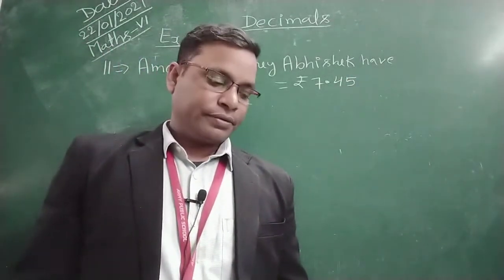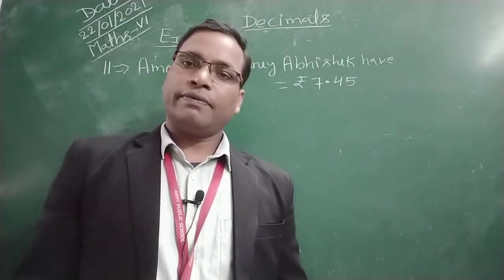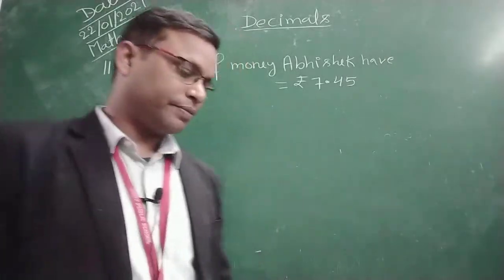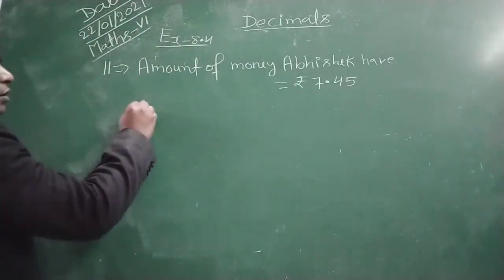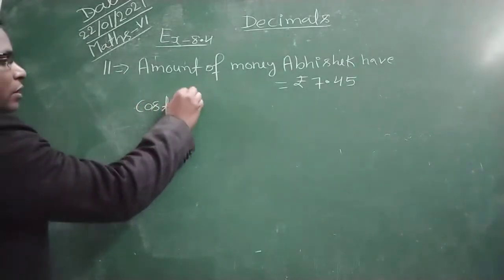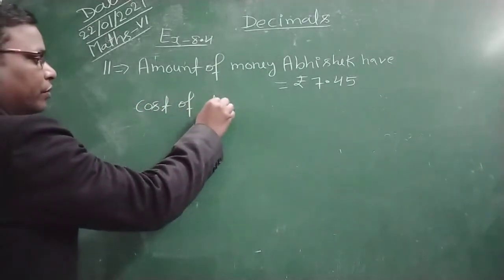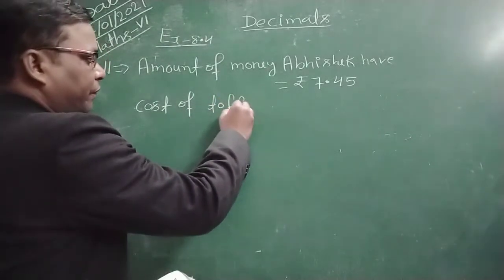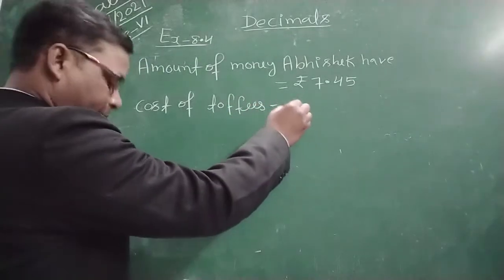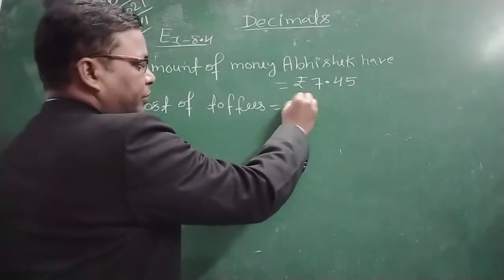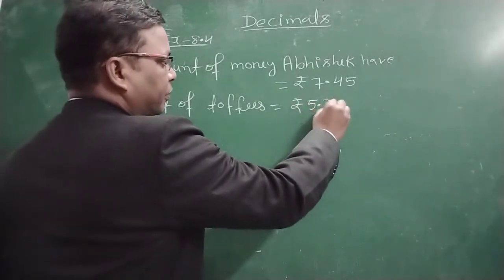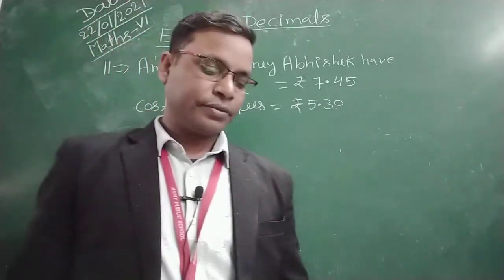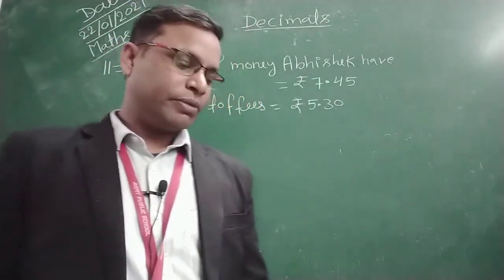he bought a toffee of 5.3 rupees. So you write here cost of a toffee. Cost of toffee is equal to, this is given, rupees 5.3. Okay. Now we need to find the balance amount left with Abhishek.